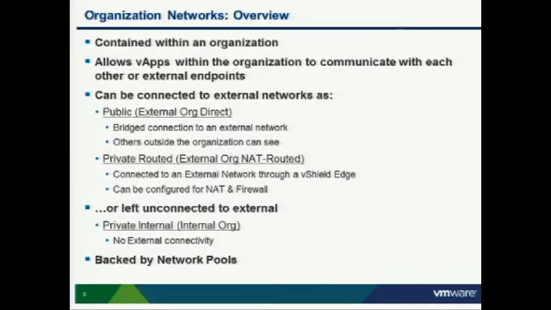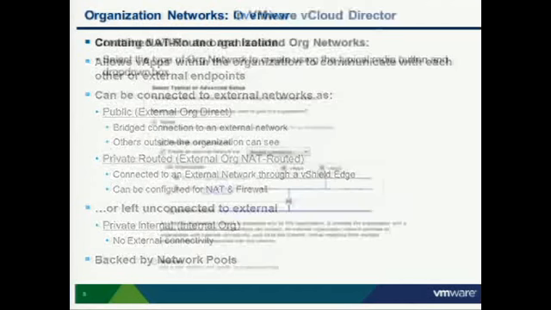And then the other option we can do is have a private or internal organization network, where we create this layer 2 segment, this organization network, but we don't connect it to anything. So VMs can communicate to each other, but they can't go out and connect to anything that's outside of the environment. All of this is backed by network pools, but we're going to talk about network pools in just a minute. Network pools are basically a way to give us layer 2 segments.